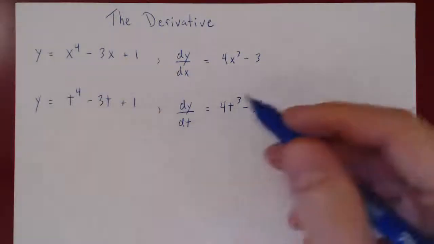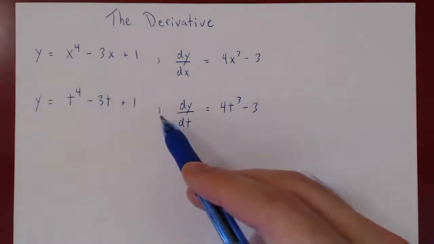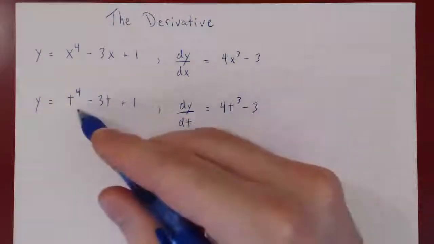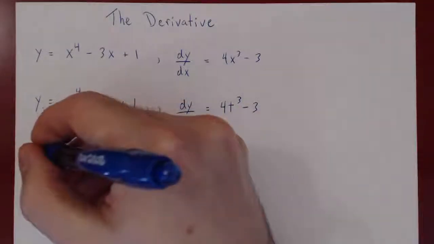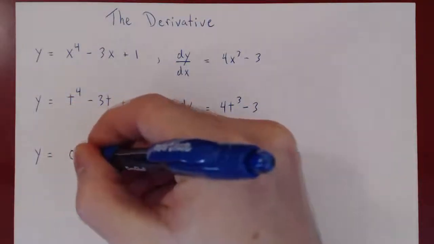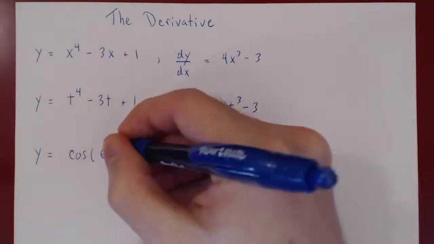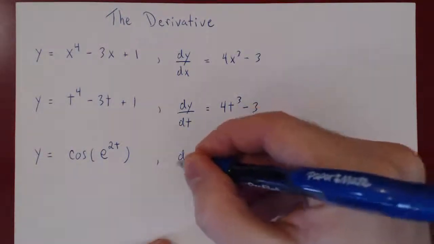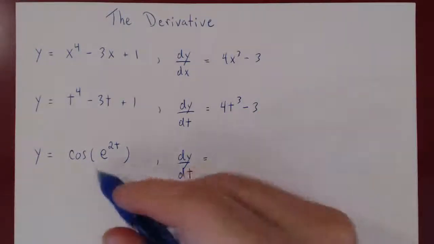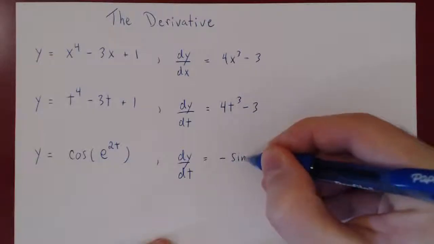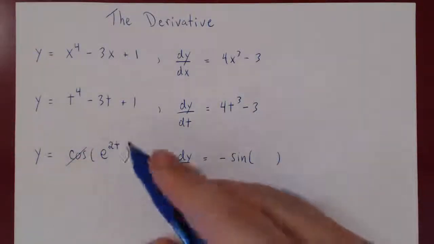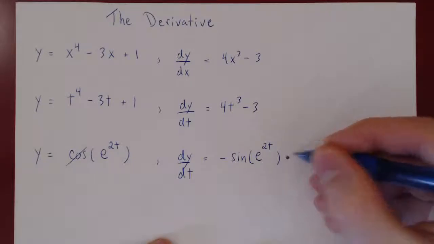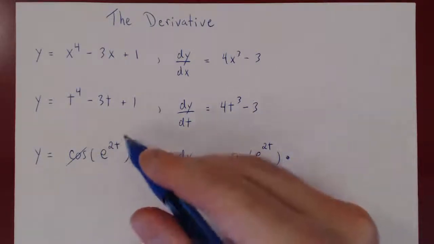So let's do a few other examples where we'll change the variable. And of course, we have to differentiate the function with respect to whatever variable the function is a function of. So what if we had, say, y is equal to cosine of e to the 2t? Well, here y is a function of t, so we differentiate y with respect to t. The derivative of cosine is negative sine. Negative sine of what? Of the argument, e to the 2t. But there is still e to the 2t left over. By the chain rule, we have to multiply what we have so far by the derivative of what's left over.